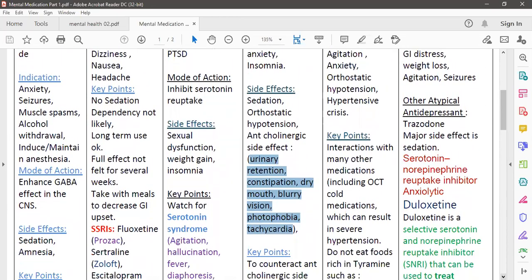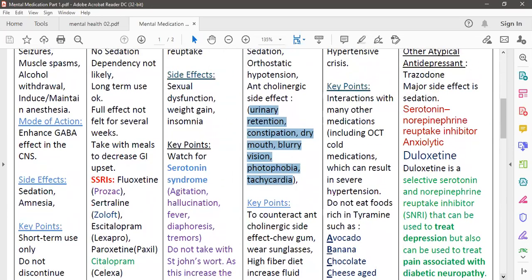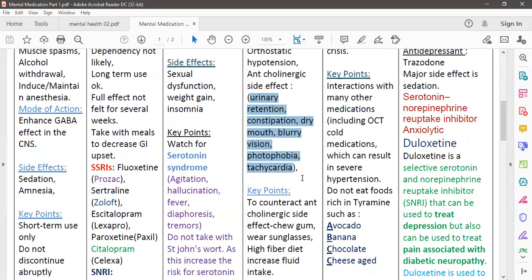Here I left some notes about the medication that the NCLEX board frequently asks. Antidepressants, right? Like trazodone. The major side effect of trazodone is sedation. Another medication we use is the serotonin norepinephrine reuptake inhibitor, shortly called SNRI.